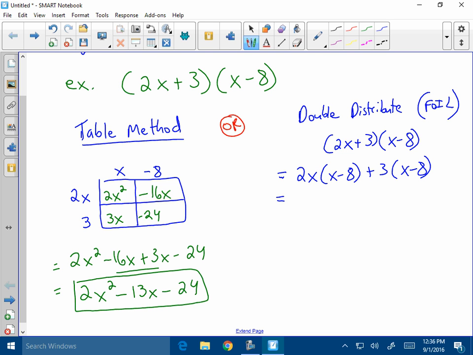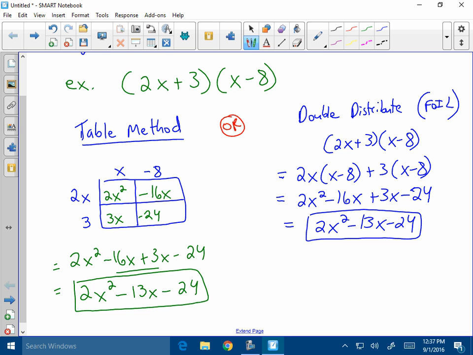So when I simplify that and I distribute through here, so 2x squared minus 16x, and then over here I would have plus 3x minus 24. All right, I'm going to end up in exactly the same place I did a second ago. 2x squared minus 13x minus 24.